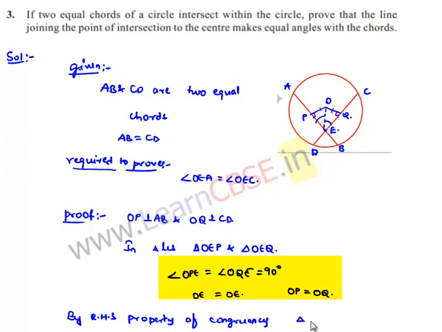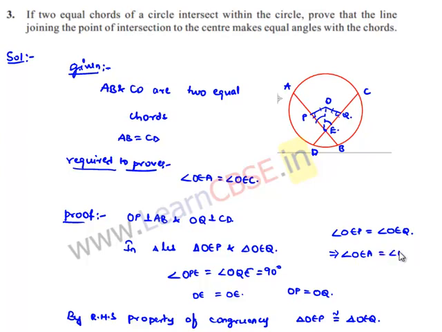Therefore, triangle OEP is congruent to triangle OEQ. We know that when two triangles are congruent, then their corresponding angles and corresponding sides will be equal. So here we can equate angle OEP is equal to angle OEQ. This is what is required to prove. That implies this can be further written as angle OEA is equal to angle OEC. So this is what is required, and it is hence proved.